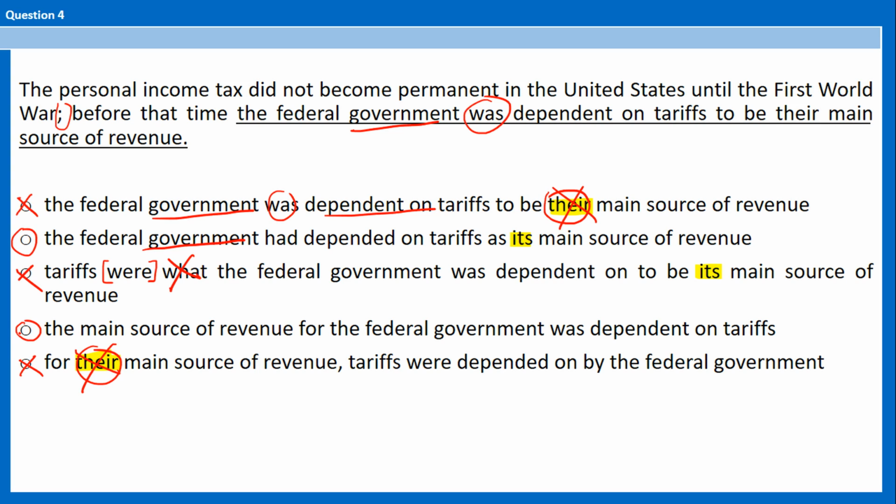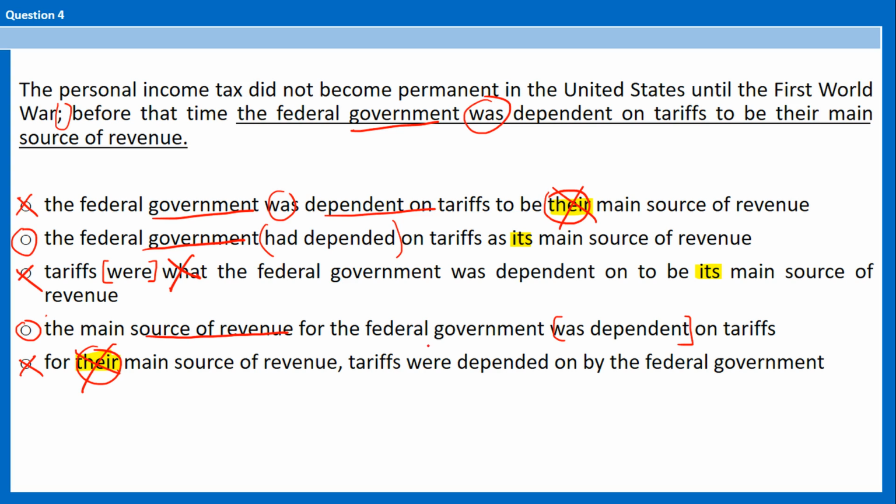So which one do you prefer? Let's analyze this a bit more carefully. After the semicolon, the subject is the government, and then the verb is had depended on tariffs as its main source of revenue, versus in number 4, you have the main source of revenue. That's a new subject, right? Now the subject is the source of revenue.